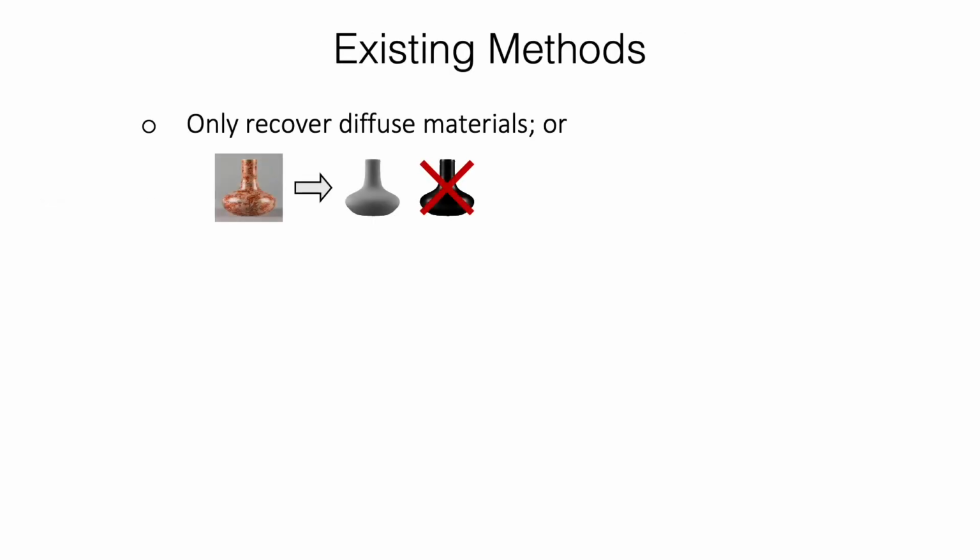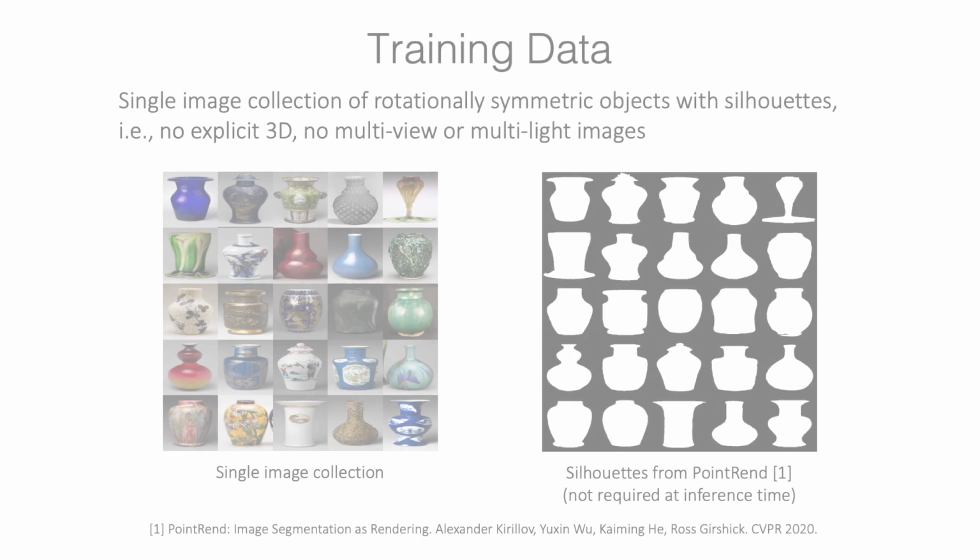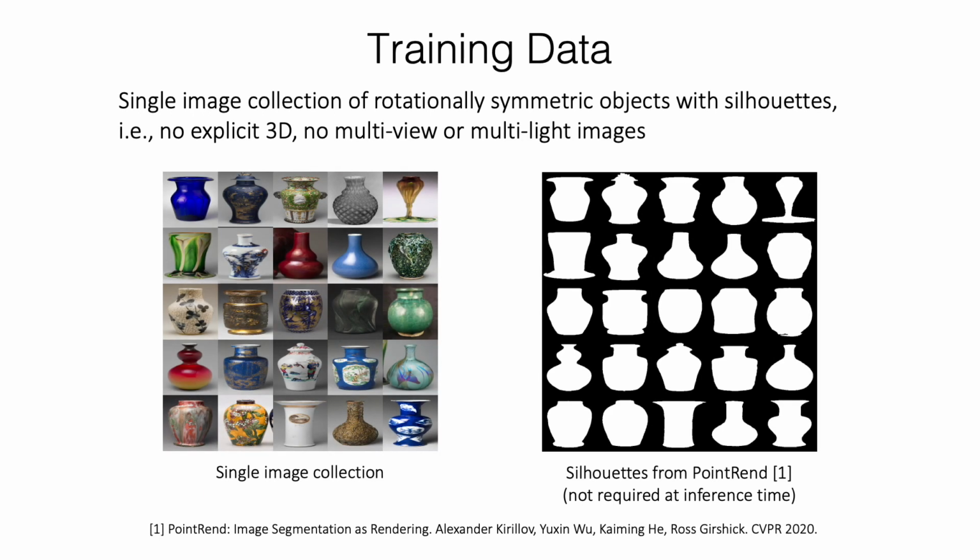Most existing methods only recover diffuse materials. Other methods that consider specular materials rely on synthetic data or require multiple images from different viewpoints or with different lighting as supervision during training. Unlike these approaches, our model is trained using only single image collections with silhouettes, without any explicit 3D supervision or multi-view, multi-light images. Note that the silhouettes are obtained from off-the-shelf object segmentation techniques and are not required at inference time.